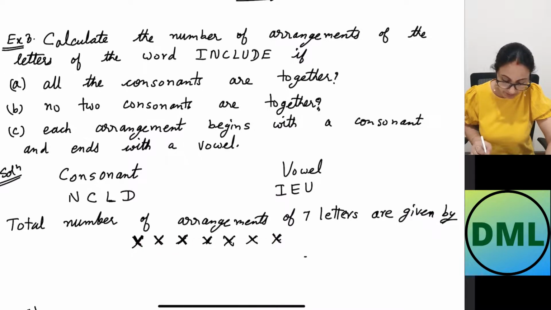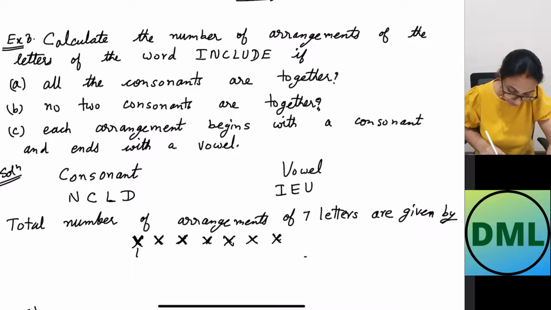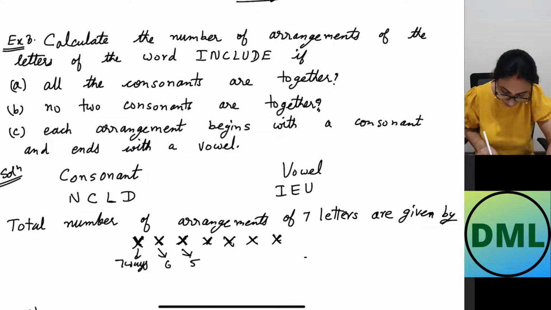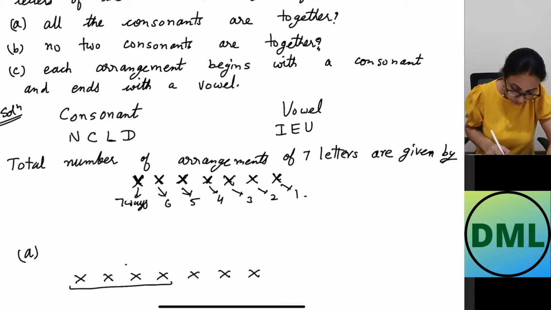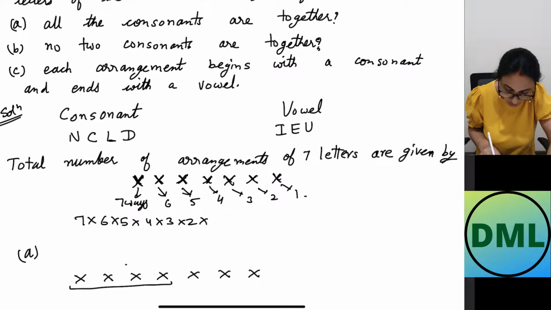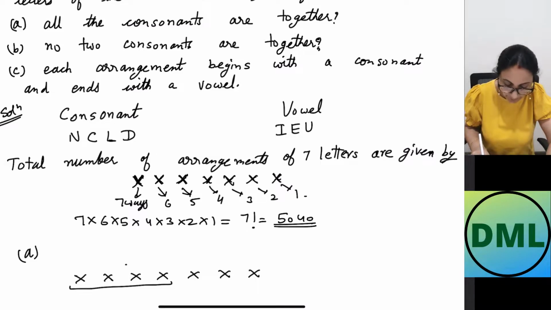I have made 7 crosses for you. So this can be filled with 7 ways and similarly it will keep on reducing. So this will be filled with 6, then 5, then 4, then 3, then 2, and then 1 way to do it. So the total number of ways is 7 × 6 × 5 × 4 × 3 × 2 × 1, which can be written as factorial 7, and our answer will be 5040. That will be our answer.